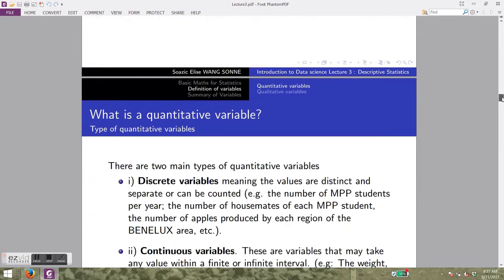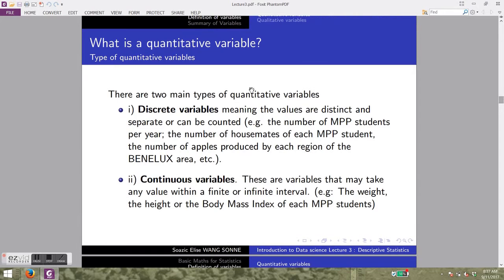So we have two types of quantitative variable. We have discrete variable and we have continuous variable. A discrete variable means that the values of the variable are distinct and separate or can be counted. For instance, the number of MPP students per year. What I'm doing here is trying to have the total number of MPP students over the past 20 years, for instance. So in 2017, I know there were 136 students. In 2016, there were 120 students.